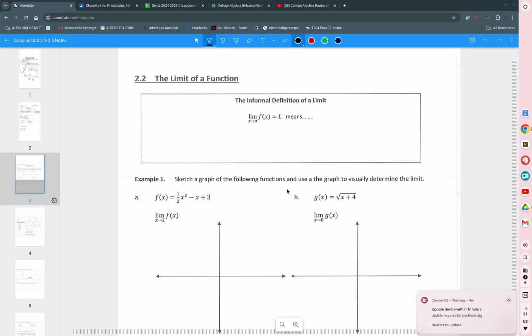So we have an informal definition for limit and then a formal definition for the limit. The formal definition of limit we learn in the next unit, and that's rather confusing. We're going to give you kind of the straight bones definition of this.